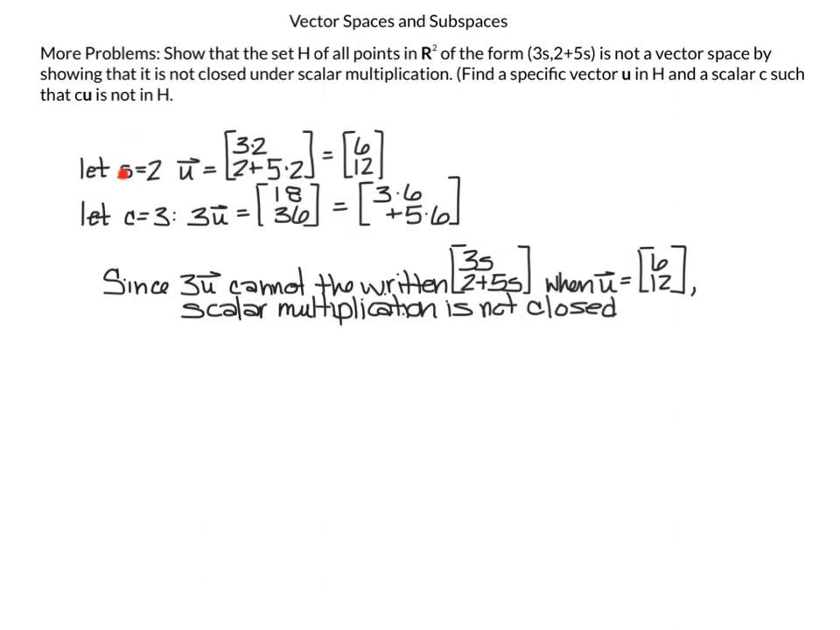So what I did is I started with this hint here. I let s equal 2, just so I could find a vector u in H. So when s is equal to 2, on the top I'm going to get 6, and on the bottom I'm going to get 12. Then I just randomly picked a scalar, 3. So then 3u, I'm going to multiply by 3, that's 18, and on the bottom will be 36.